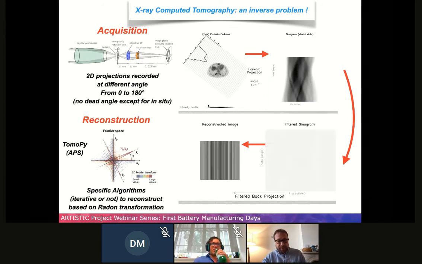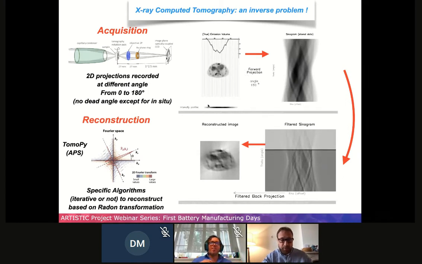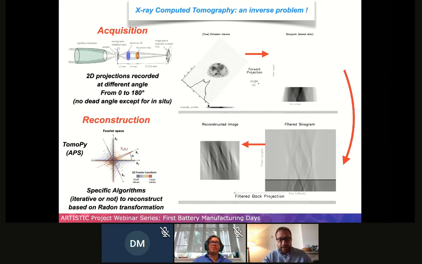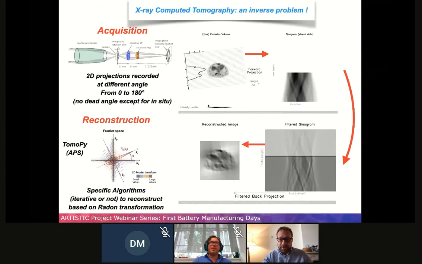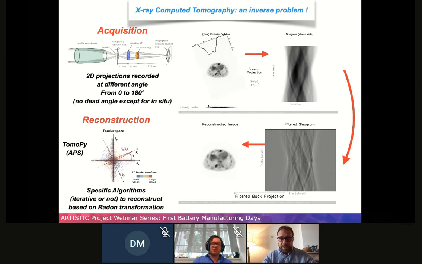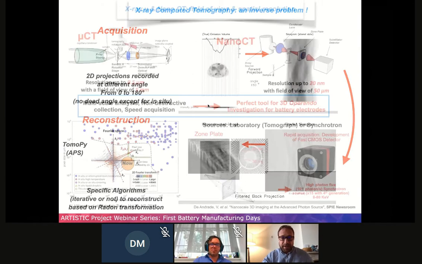Basically, on our side, we use a library developed at APS called TomoPy. With these tools, you can select different algorithms to make the reconstruction, with iteration or without iteration, which is very, very interesting. There is a community around that, and every month there are new tools to complete this library.